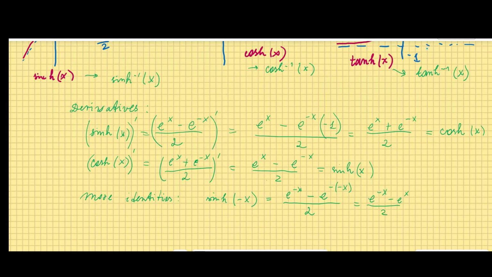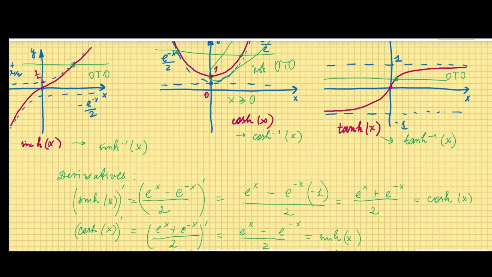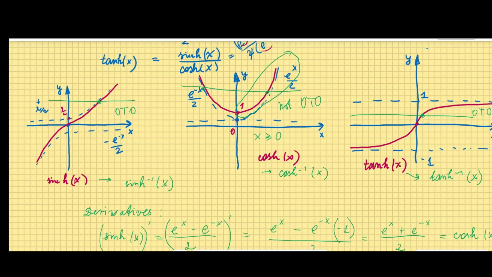It's not exactly sine. Sine is supposed to have a positive term and then minus the negative. But if I put this minus outside of the fraction, I'm going to get e to the power of x minus e to the power of -x over 2. So actually, sine hyperbolic of -x is equal to minus sine hyperbolic of x. So for sine, the same identities work. We can look at the graph and see that, yes, sine is actually an odd function.